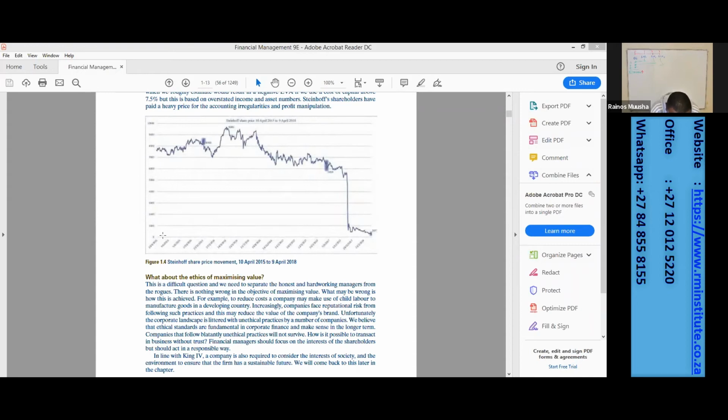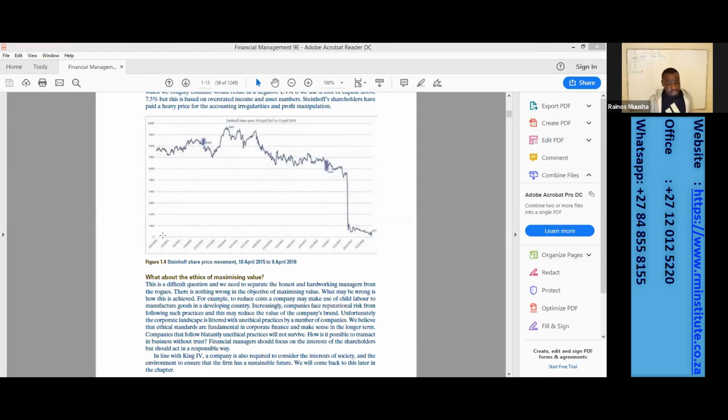So unfortunately, the corporate landscape is littered with unethical practices by a number of companies. We believe that ethical standards are fundamental in corporate finance and make sense in the longer term. So companies that follow blatantly unethical practices will not survive. So how is it possible to transact in business without trust? So financial managers should focus on the interests of the shareholders, but should act in a responsible way. So here, when it comes to the issue of ethics and maximizing value, they are basically saying that there is a link between a company acting ethically and the goal of the firm as well.